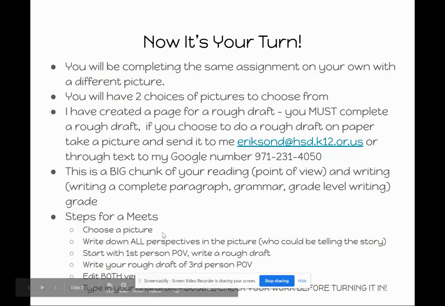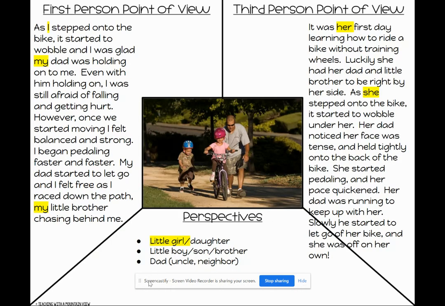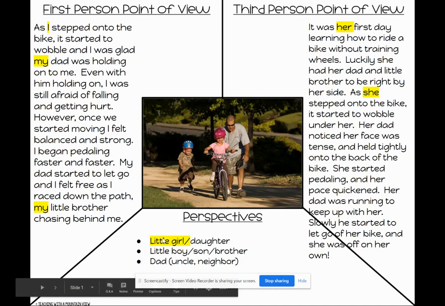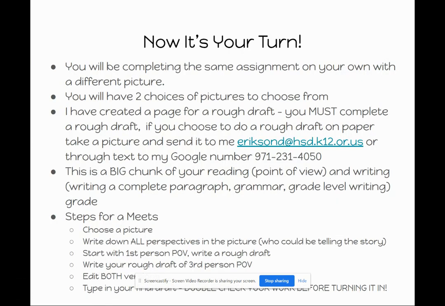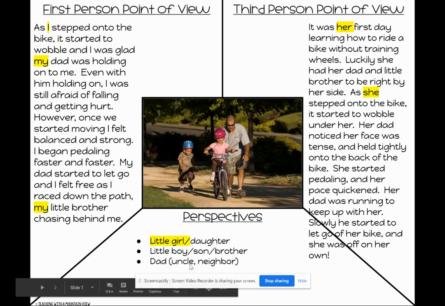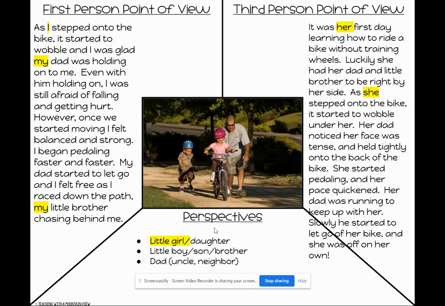So here's what I would do when you go to do this. Choose a picture. Number one, write down all the perspectives in the picture. So that is that part down here where you write down all the perspectives. Who could be telling a story in the picture? Next, start with first person point of view, write a rough draft. So in your perspectives, just like I did, choose one of the people in the picture and write it from their perspective, first person point of view. Again, I chose the little girl because I related to her and I thought that would be the easiest for me to do. You should do the same.